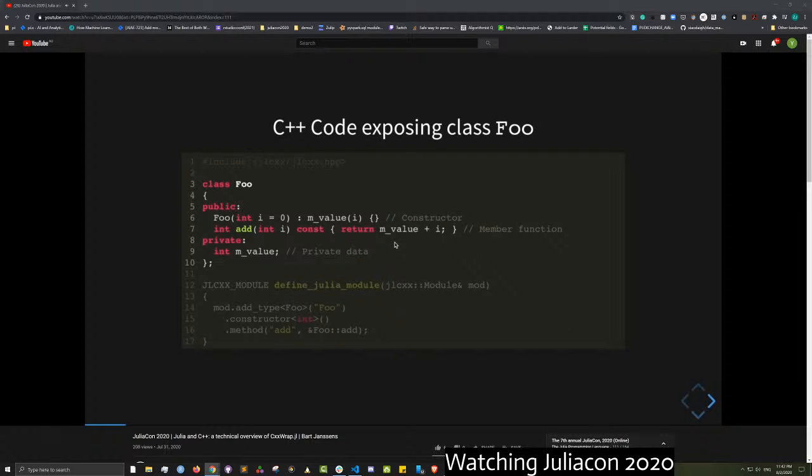So to wrap this class into Julia, we first have to include the CxxWrap headers in C++, which will provide us with a macro and a C++ class that represents a Julia module. We can then add types and functions to this module, using add_type to add the class that we defined, and we can add a constructor and add the method that has to be exposed to Julia. So that's the C++ part.